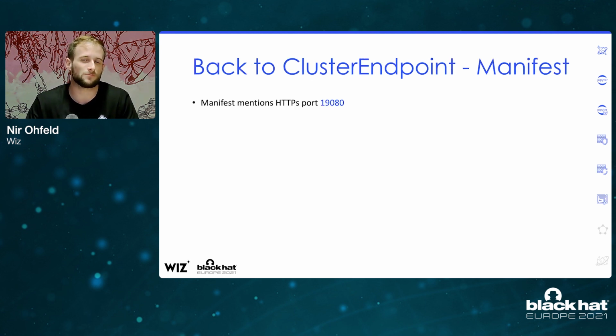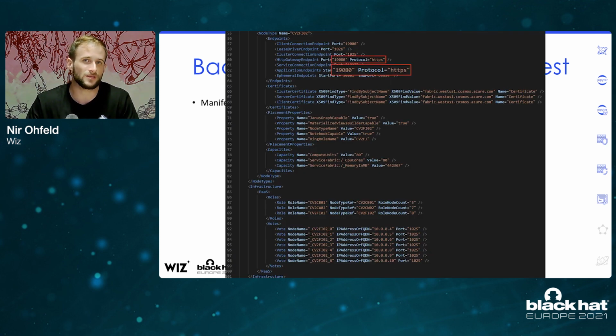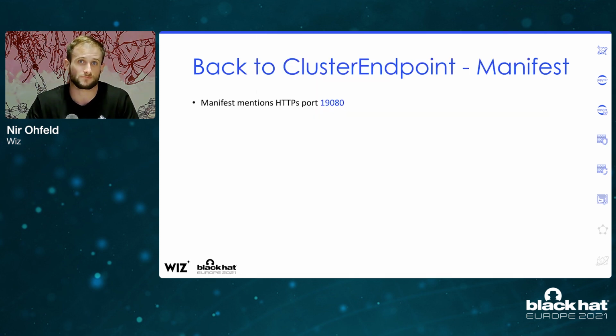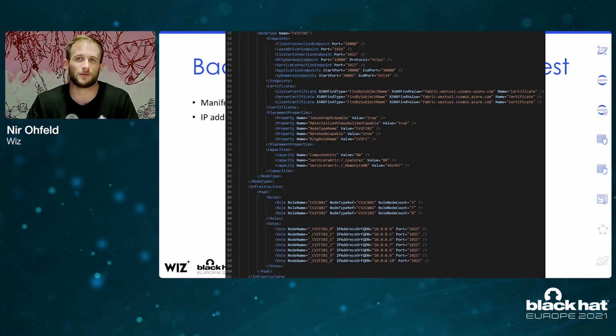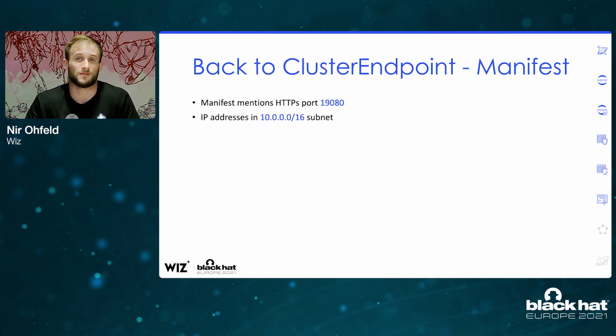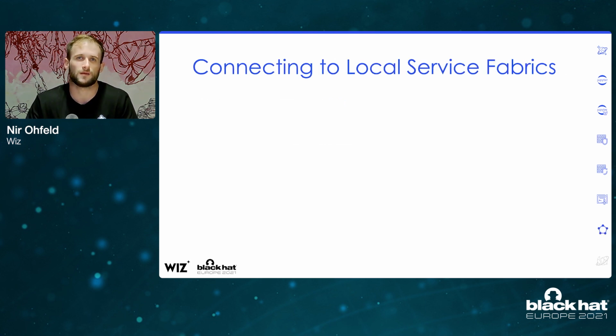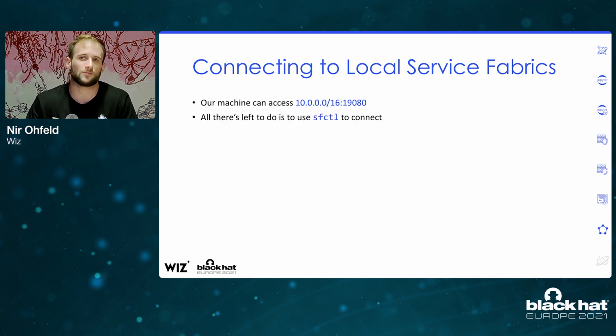The manifest file mentions port 19080, which according to documentation is a Service Fabric management port. The manifest file also mentions a few IP addresses in the 10.0.0.0/16 subnet. And according to the instance metadata service we accessed earlier, our machine is inside the 10.0.0 subnet. And after flushing the iptables rules, we can access other endpoints inside of our subnet. A port scan showed that some of the endpoints in our subnet are listening on port 19080, the Service Fabric management port. We can use the Service Fabric Linux command line tool, sfctl, and try to connect to the management port. The authentication process requires a certificate.